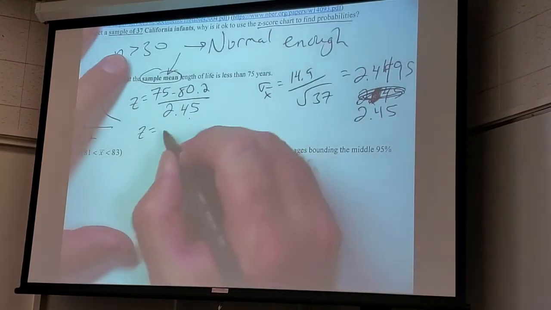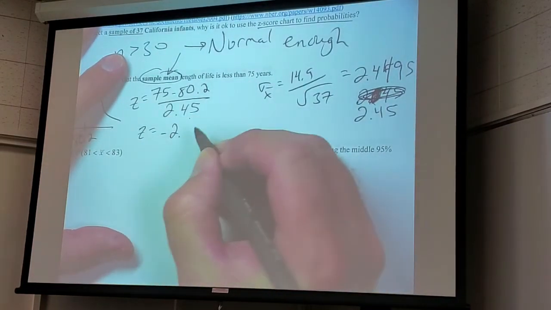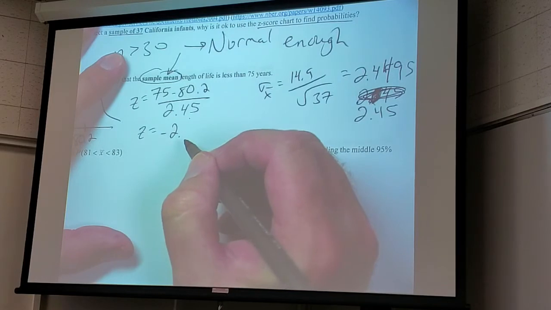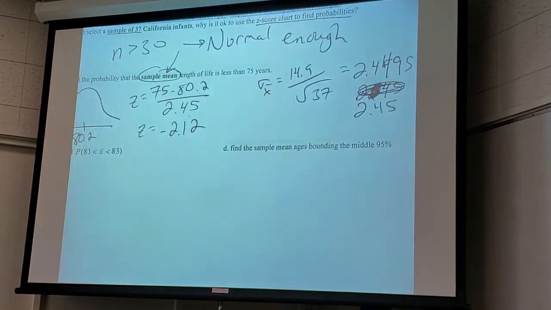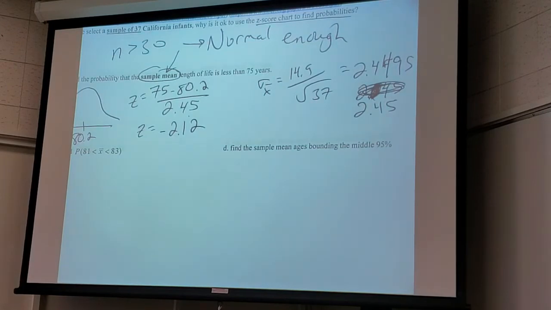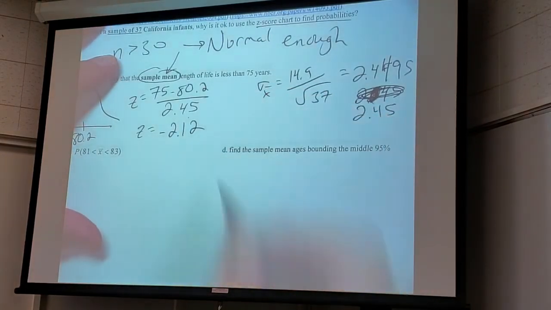Negative 2 point something. That's what I got. Okay. Of course, remember, I'm trying to do it in my head, so. It's okay, just do better next time. I will. Trust me. I'm my own worst critic.